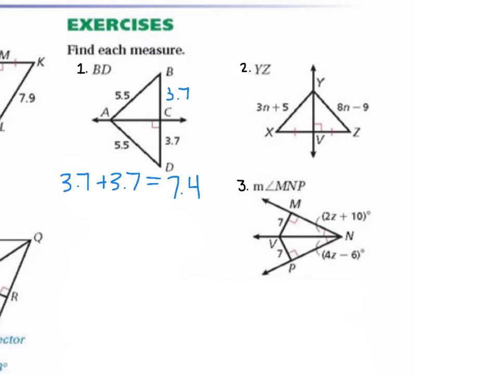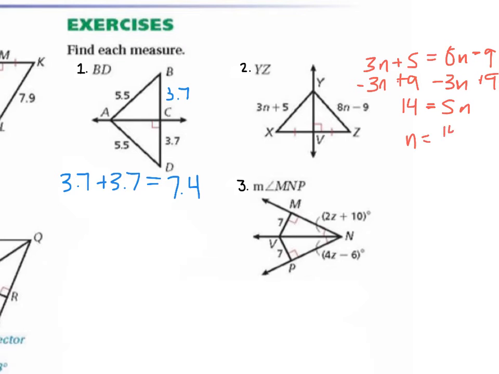How do we find the measure of YZ in number 2? Alexis. What I did was that I put 3n plus 5 equal to 8n minus 9. Perfect. 3n plus 5 is equal to 8n minus 9. And then we solve for n. What'd you get for n? So 14 over 5, or 2.8.